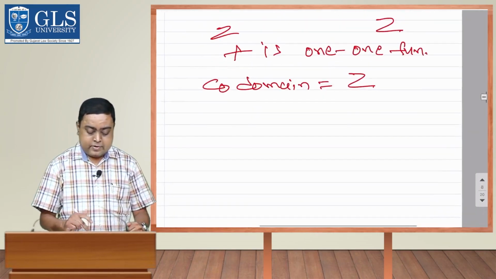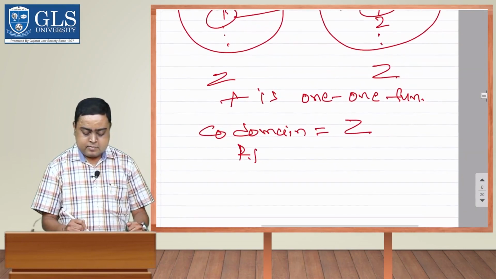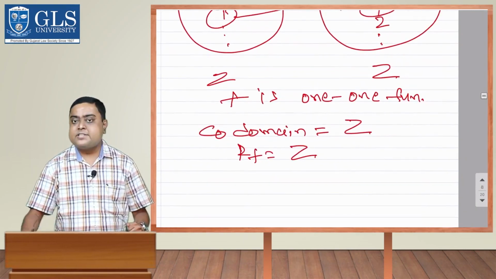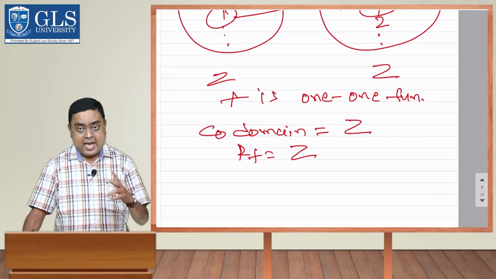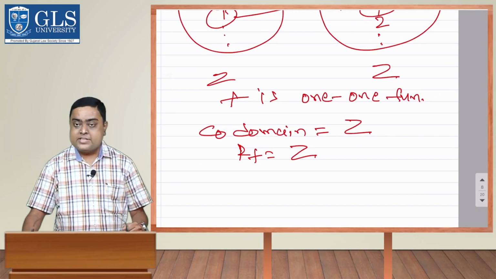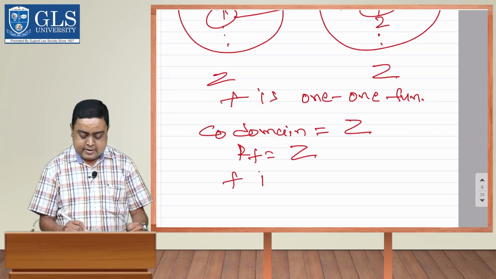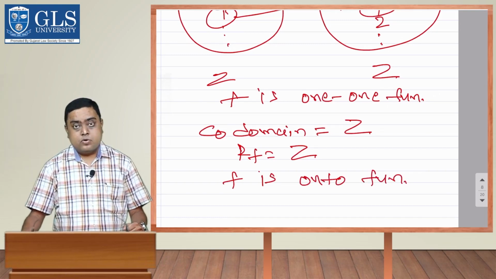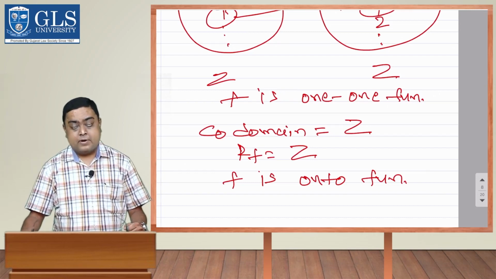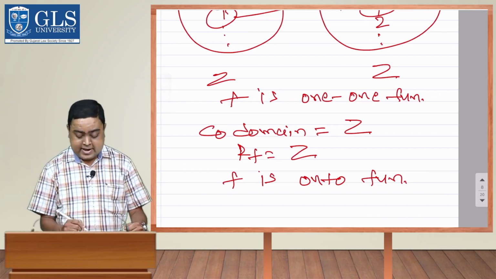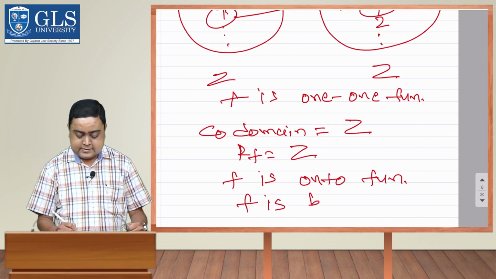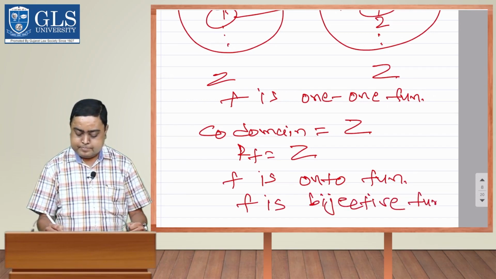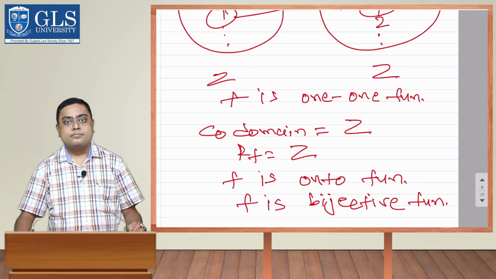So the range of this function is also the set of integers Z, and as codomain and range are equal, we say that f is an onto function. So this f is both one-one and onto, therefore I can say that f is a bijective function. Am I clear, friends?